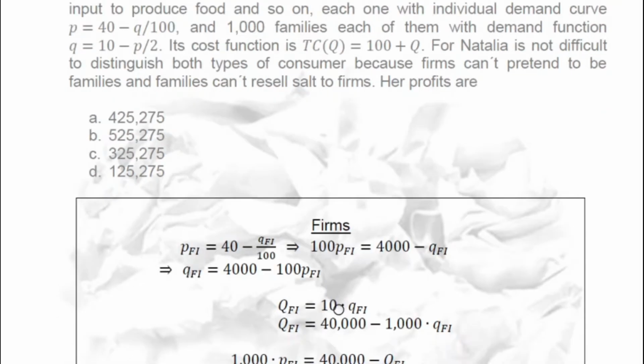Then what will be the demand of all the firms together? 10 times the demand of each of them. Okay, here's a little mistake. This is P. 10 times this is 40,000 minus 1000 P.